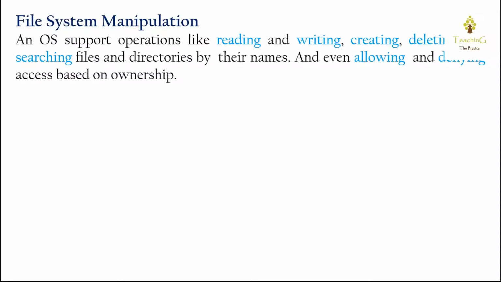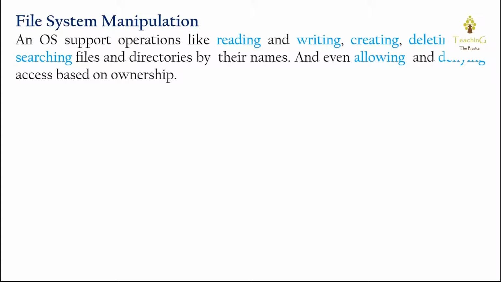File system manipulation. Operating system services also contain file system manipulation, and the operating system supports operations like reading and writing in files and directories, creating and deleting files and directories, and even searching files and directories by their name, and other permission oriented supports like allowing and denying the access based on ownership.